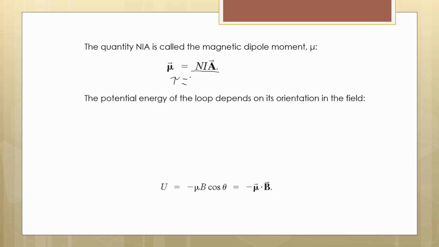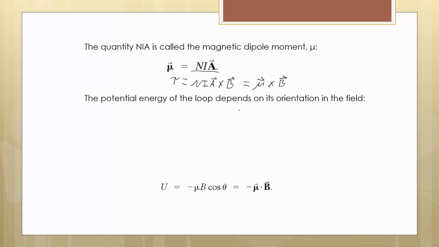So we can write this a little more succinctly. We can say that the torque is NIA cross B rather than NIAB sine theta. And since this vector thing here is NIA, we can just say that the torque is the magnetic dipole moment crossed with the magnetic field. So not really any new ideas, just a different way of writing it.